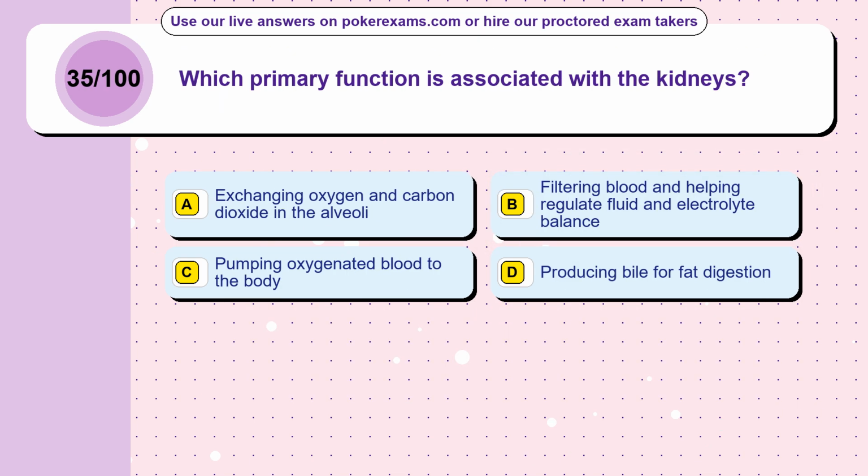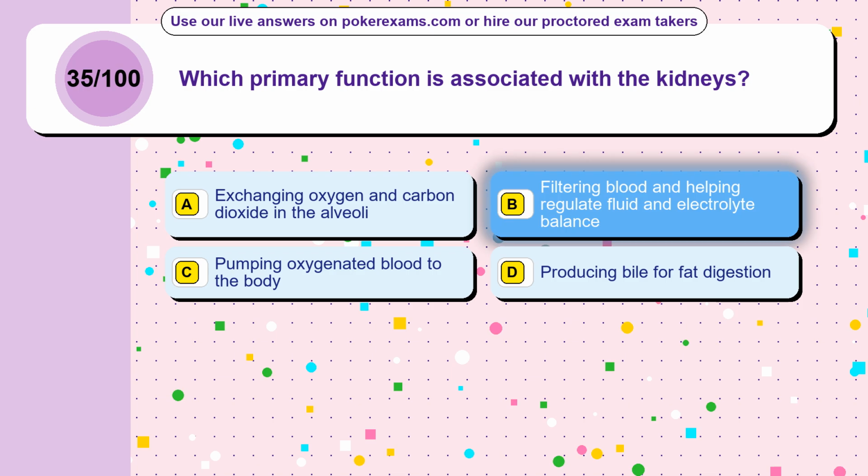Question 35. Which primary function is associated with the kidneys? Option A. Exchanging oxygen and carbon dioxide in the alveoli. Option B. Filtering blood and helping regulate fluid and electrolyte balance. Option C. Pumping oxygenated blood to the body. Option D. Producing bile for fat digestion.